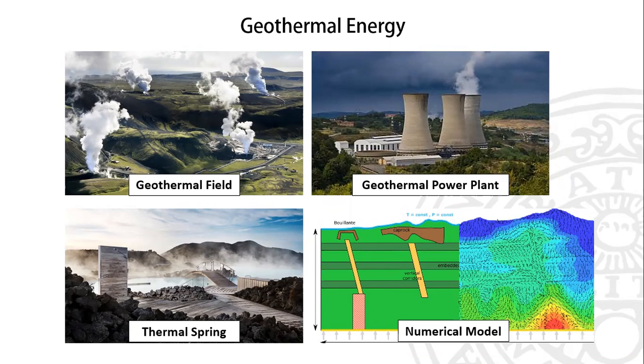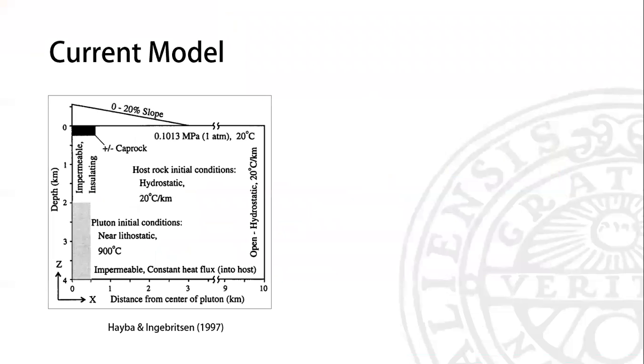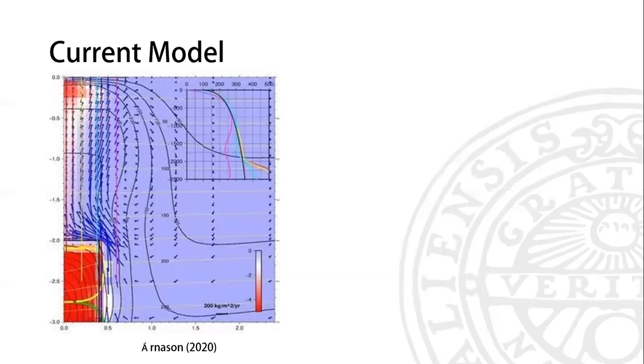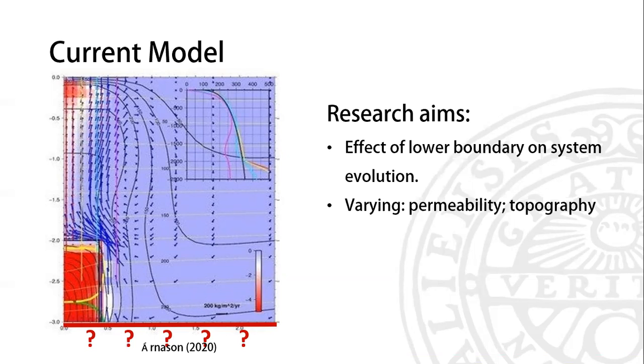geothermal system. However, most current numerical models concentrate only on the shallow part around the heat source, ignoring the deeper part of the system, as can be seen in this model by Heiba and Ingebritsen, and also by Arnesen. Both literally cut off the layer below the intrusion. This led us to our research question: what is the effect of the lower boundary in a geothermal system while changing the permeability and topography of the host rock systematically?